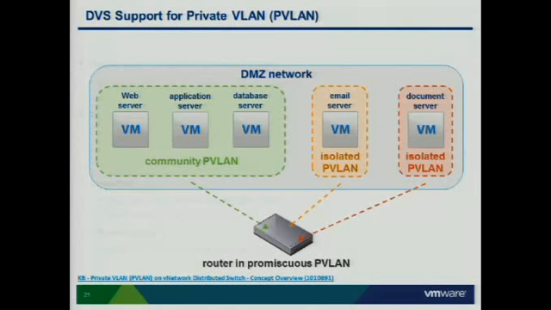So we have a representation here of this. In our DMZ network, we have our web server, application server, and database server on the community private VLAN. Those VMs can communicate with each other, and also with that router in the promiscuous private VLAN. Then you see here we have a requirement where the email server and the document server are in isolated private VLANs. They'll be on that same network segment, but they can't communicate with each other because our service requirements are to keep them isolated. And they can communicate with the router in the promiscuous private VLAN, but you'll notice they can't even communicate with the community private VLAN directly.